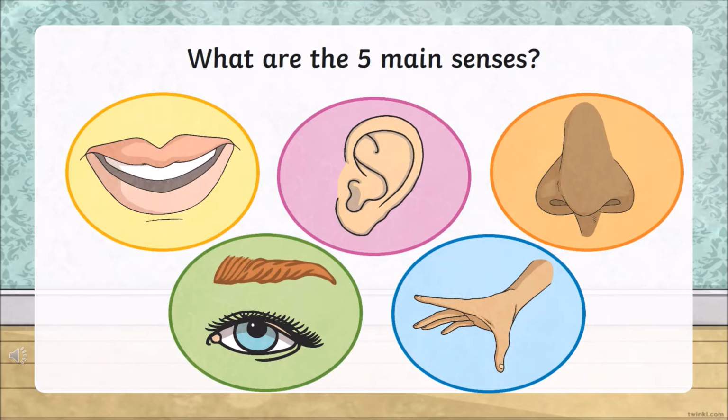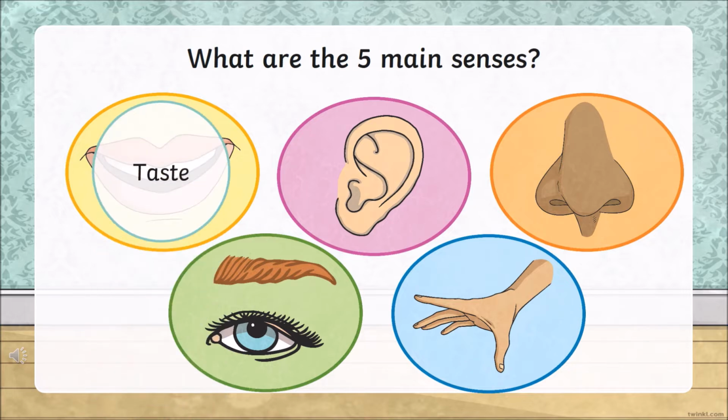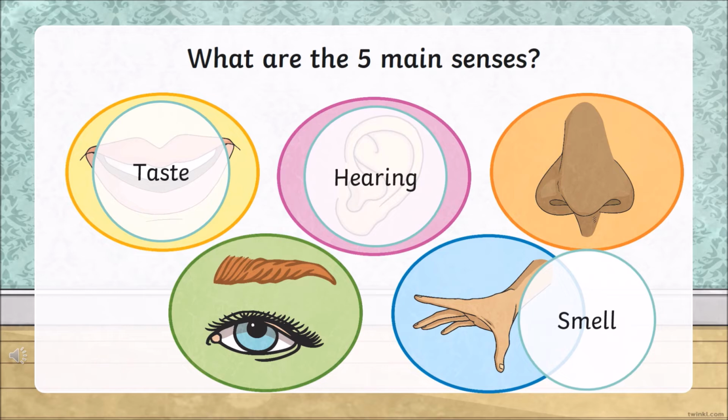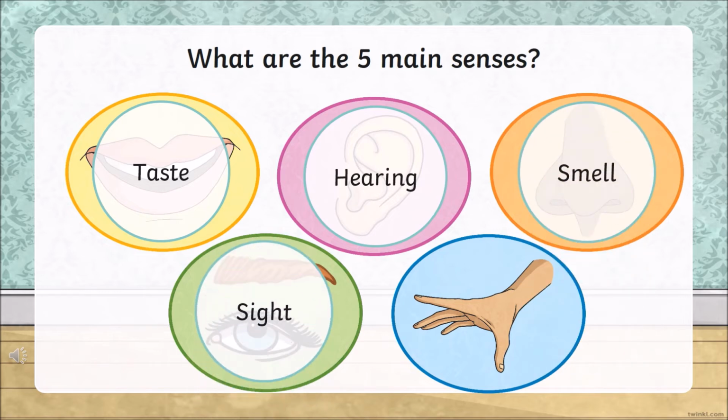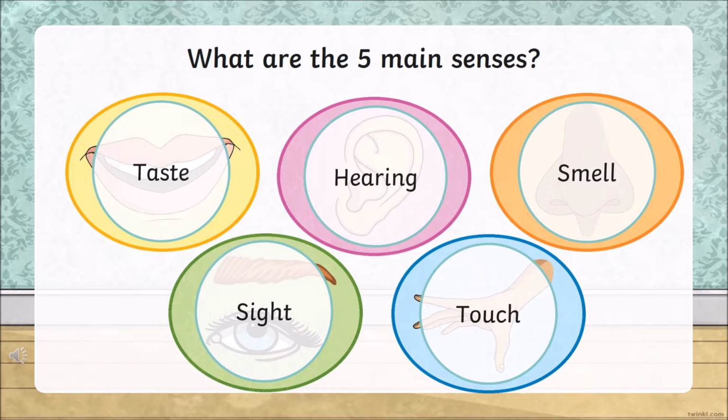So what are the 5 main senses that we learned about? We have taste, hearing, smell, sight, and touch. Each of these senses has its own sense organ, and we will look at that a little bit further on.